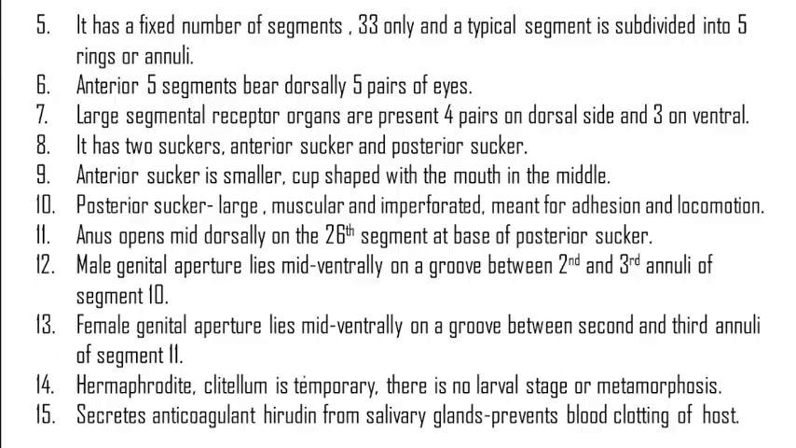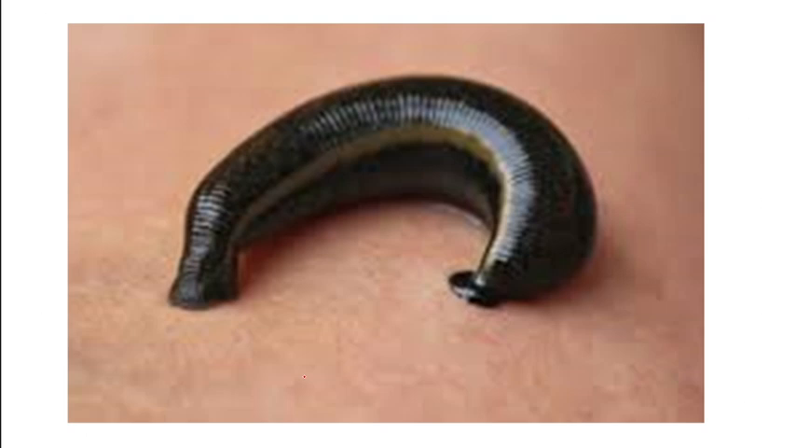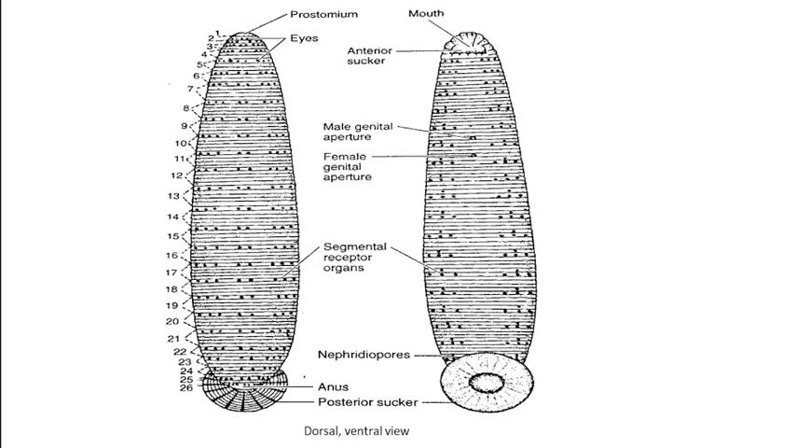Next is leech. It looks like this, and let's see the diagram. This is the anterior sucker, and here the mouth is present. This is the male genital aperture here. This is the female genital aperture. This is segment here. The segmental receptor organs are present. These are the nephridiopores. This is the anus here. You can see here. And this is the posterior sucker.